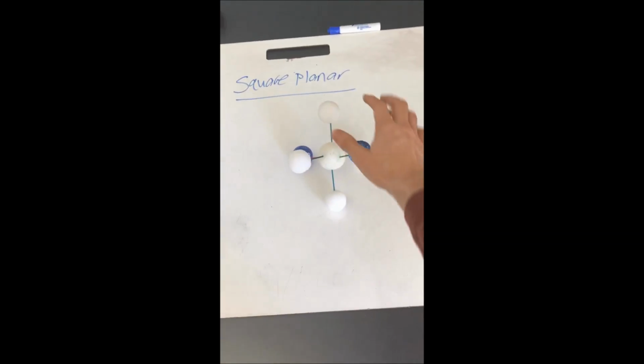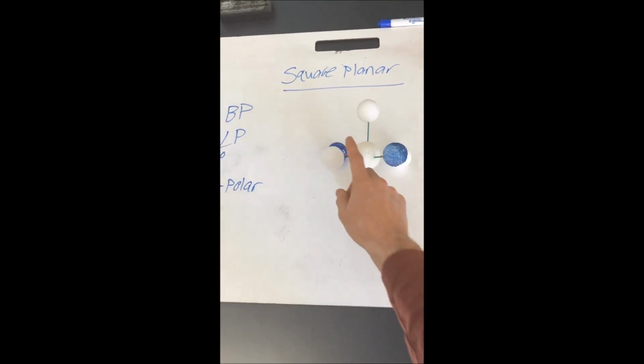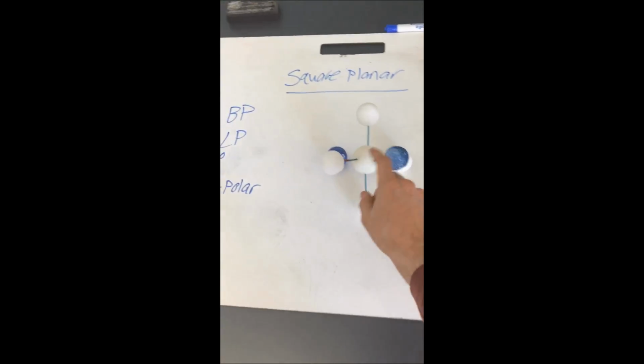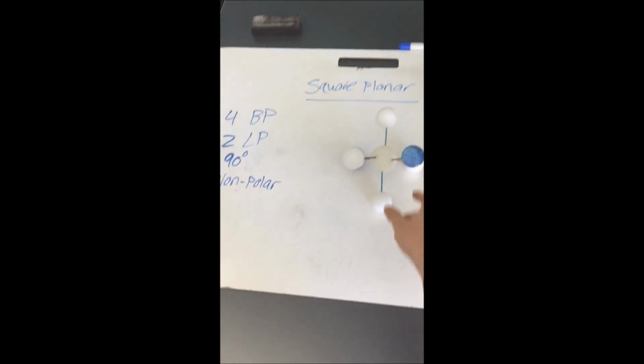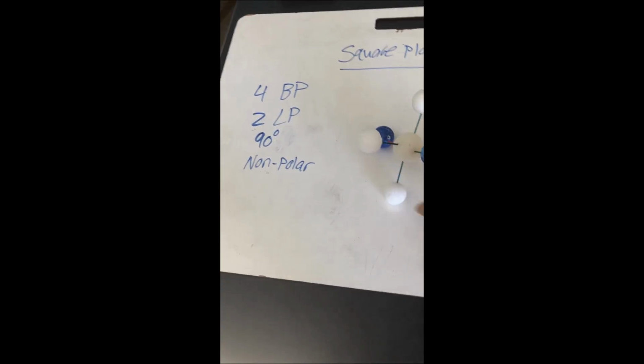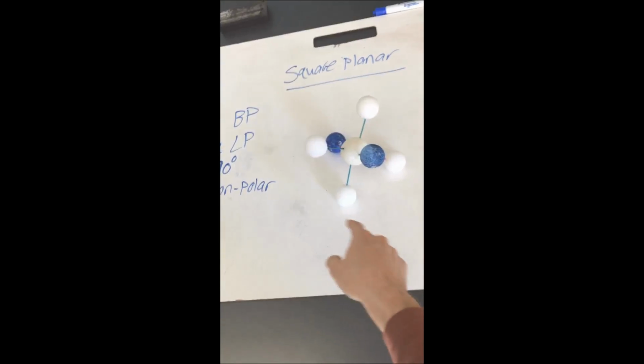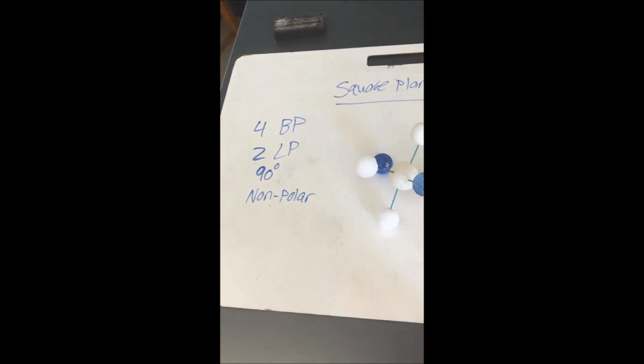This is the square planar. It has 4 bonded pairs right here, these 4 white ones, and then 2 lone pairs, these 2 blue ones right here. It's called a square planar because each of the 4 bonded pairs makes a 90 degree angle between each.